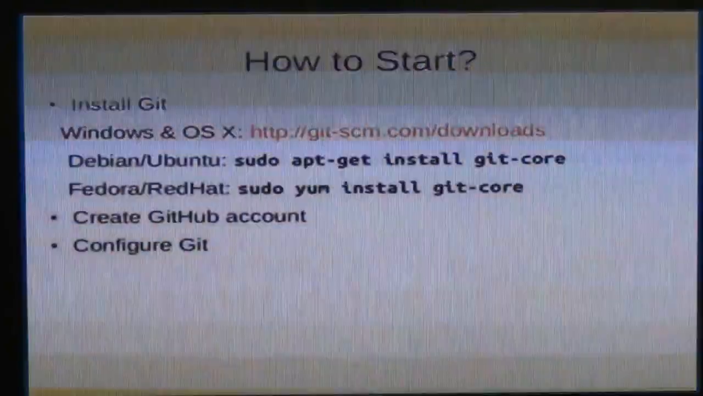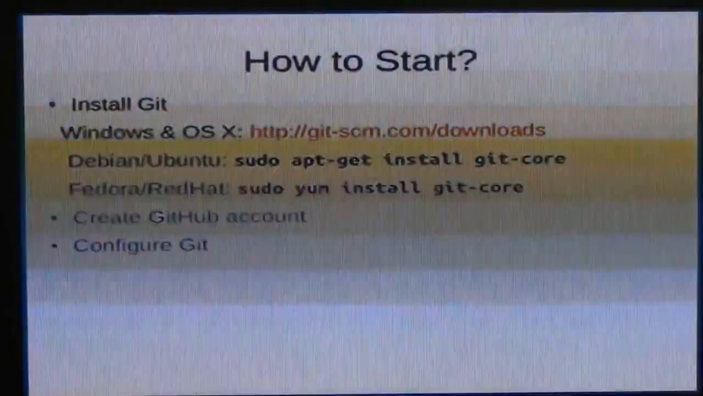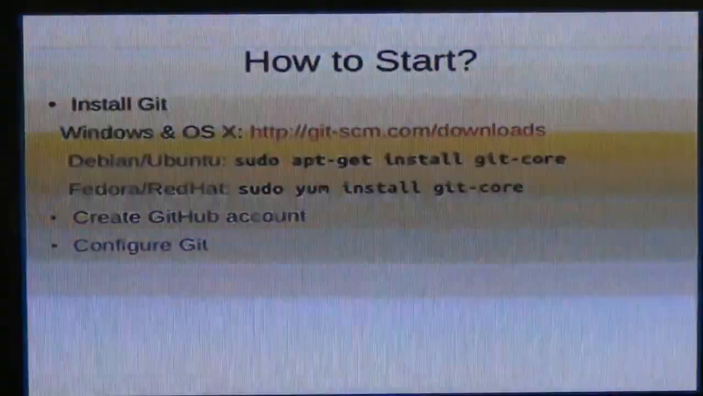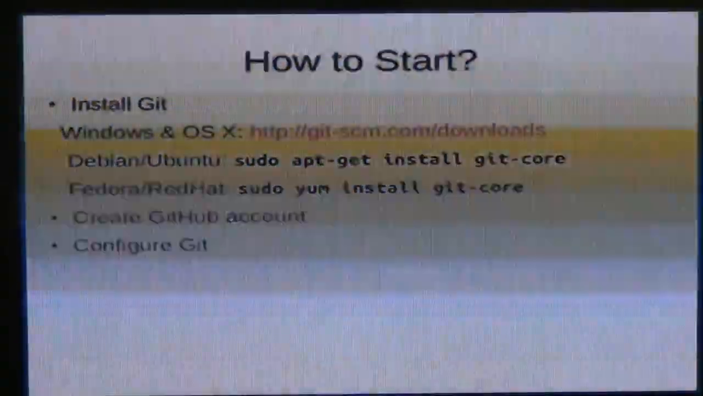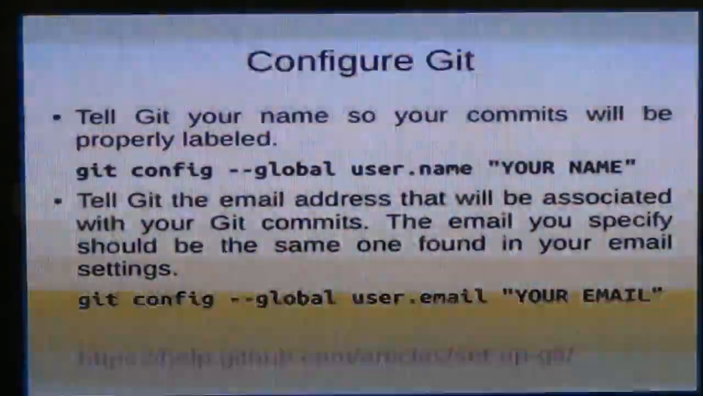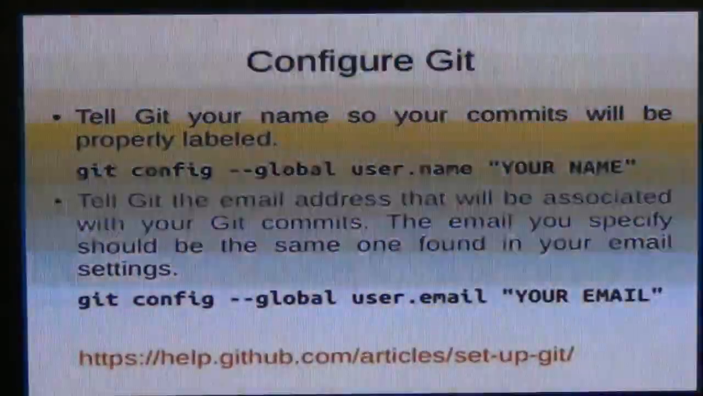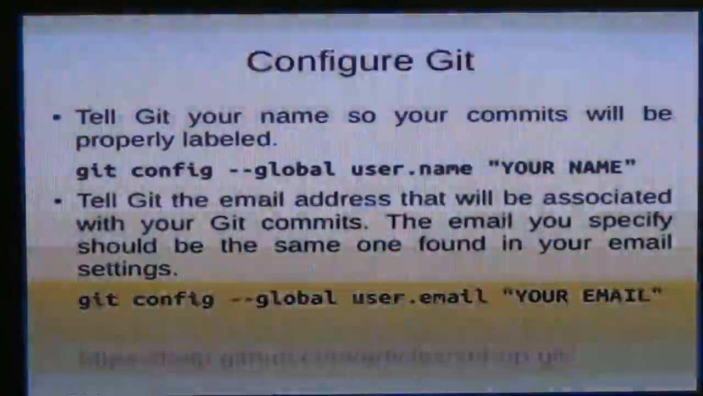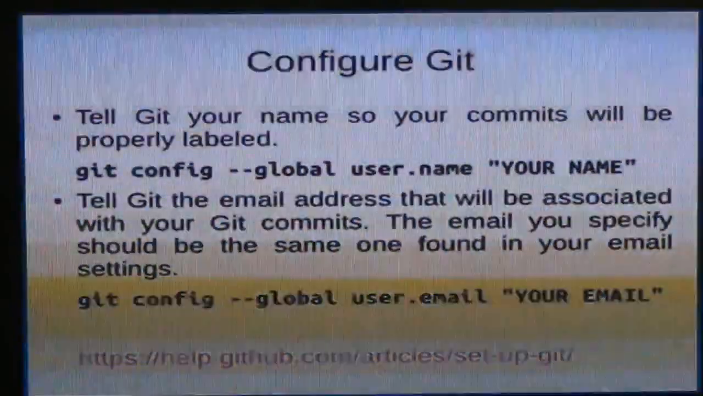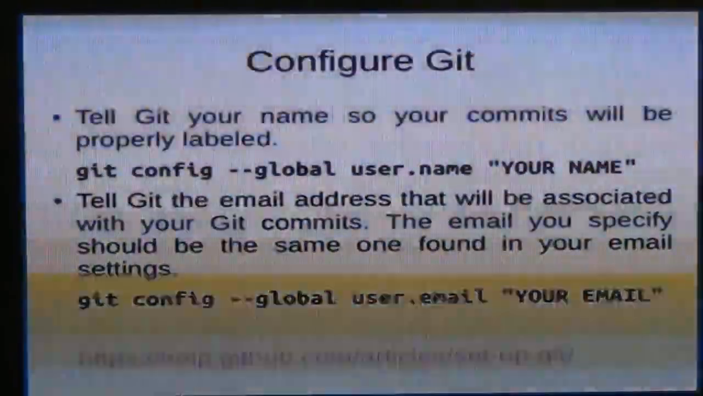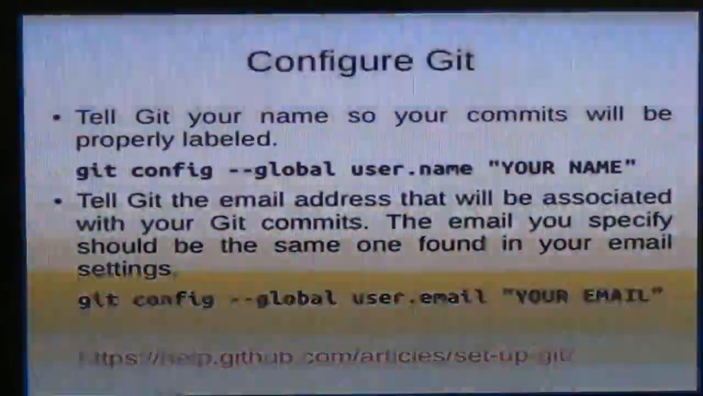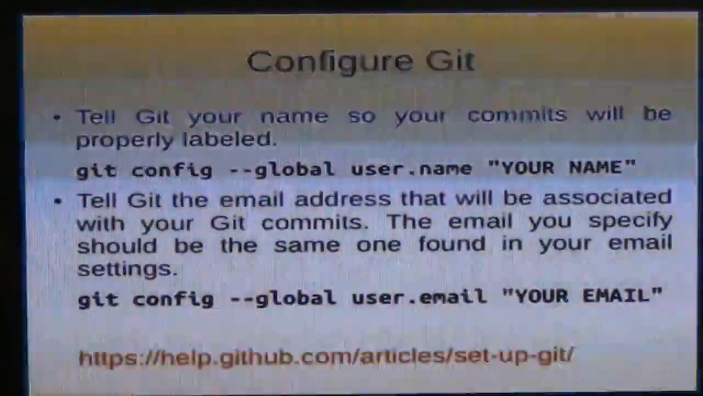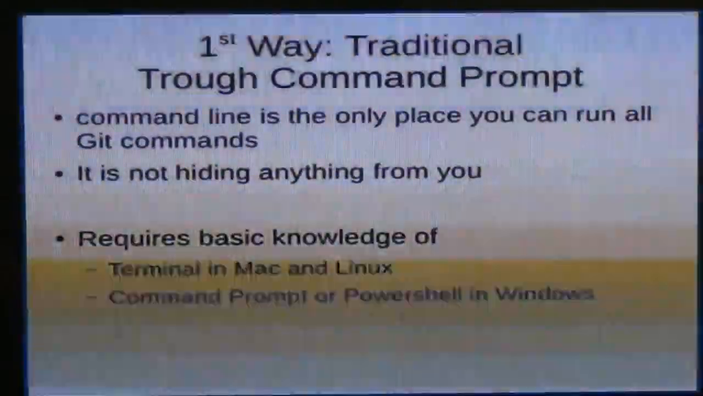And in order to start working with Git, you first of all need to install it, then you need to create a GitHub account if you'd like to work with GitHub, and then you need to configure Git, which is really easy to do. Well, to configure Git, you need to run two lines in your terminal after installing Git, configuring your name and your email. It's actually not necessary, but it's a good habit that you need to follow.